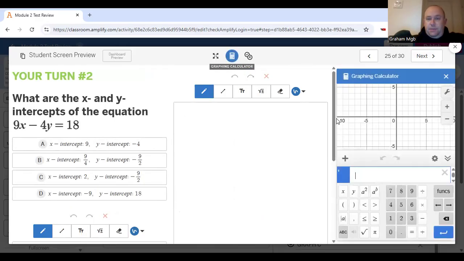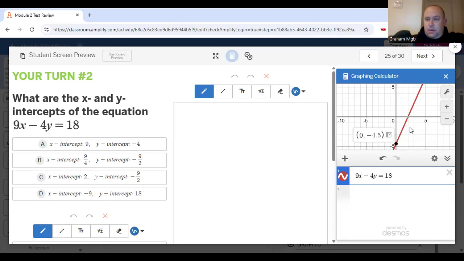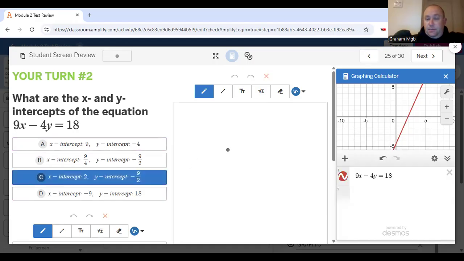What are the intercepts of this equation? Well, the easiest way to figure that out is to graph this. So let's have a look at the picture here. And I can see that the x-intercept is 2. And actually, there's only one answer here that has an x-intercept of 2. So I'm guessing that's probably the right answer.